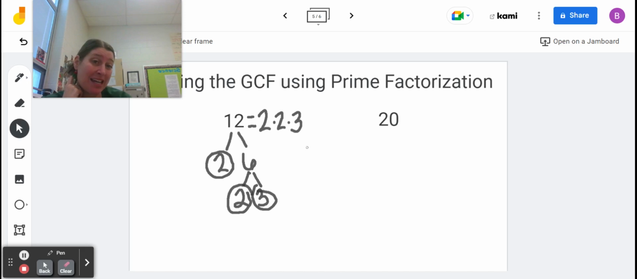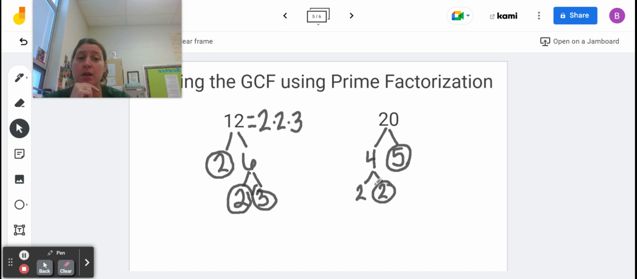I'm going to do the same thing with 20, but last time I did 2 times 10. So I'm going to do the same thing now, but I'm going to do it with 4 times 5 to prove that I'm going to get the same factors. So I'm going to have 4 and 5. 5 is prime, so I'm going to circle it. 4 we know is composite, so I'm going to break it apart into 2 times 2. So if you notice, it didn't matter which numbers I started with, I still end up with the same prime factorization, which is 2 times 2 times 5.